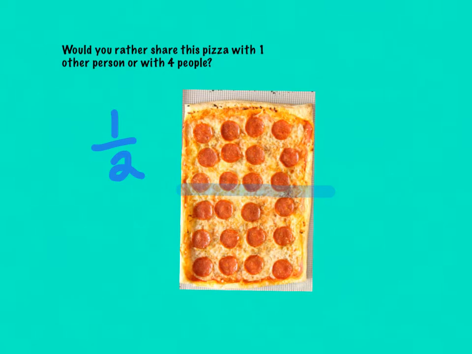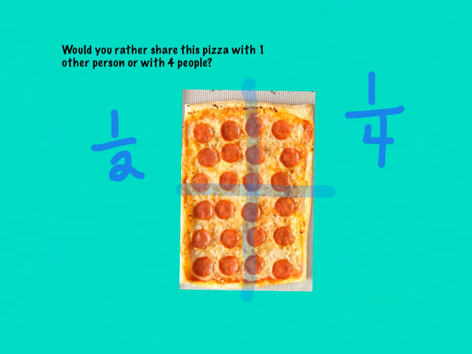So a fraction that I could use to represent this is 1/2. But what would happen if I cut the pizza again so I could share it with 4 people? I'm going to make sure my pieces are the same size because we want to be fair. There we go. So now I've cut my pizza into 4 pieces, 1 piece for me and 3 other pieces for my friends. So if I were to use a fraction to represent how much of the pizza I would get, well, I would get 1 slice out of 4. So I would get 1/4 of the pizza.